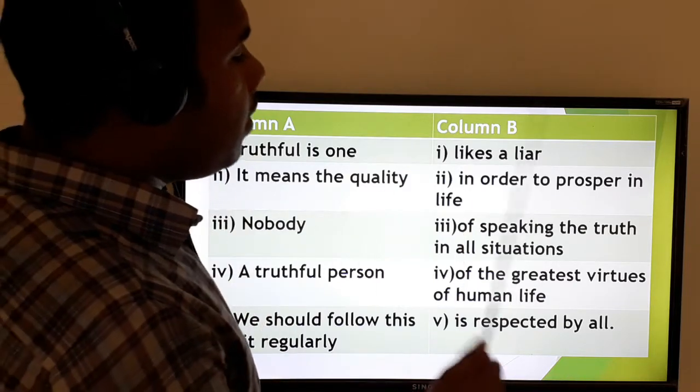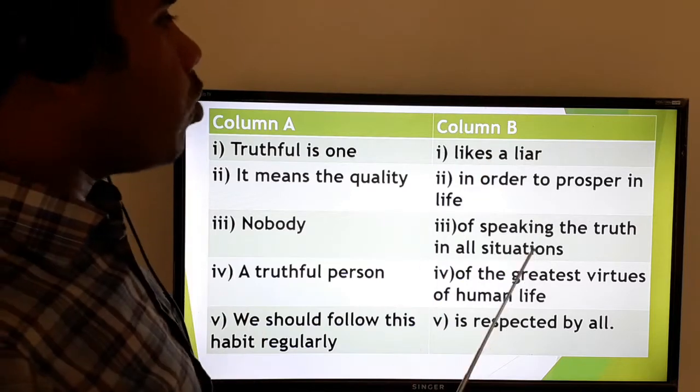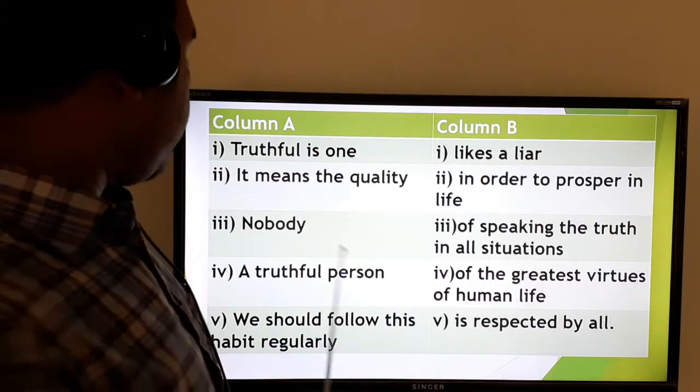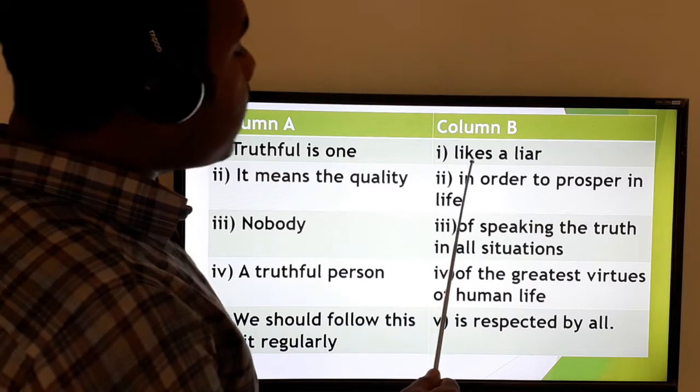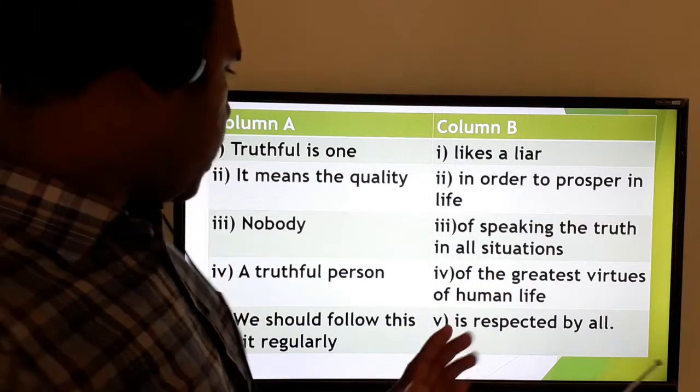Nobody likes a liar. The person who speaks lies, who is a liar, is not respected. That is why we say, nobody likes a liar.